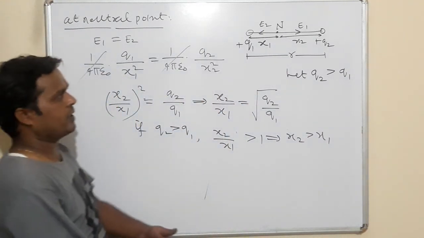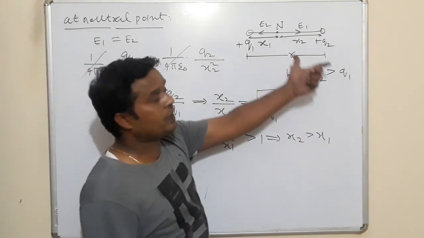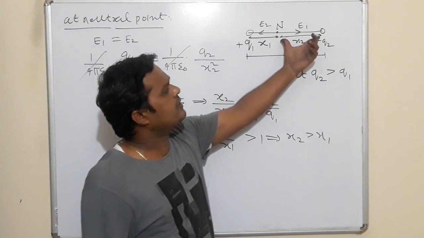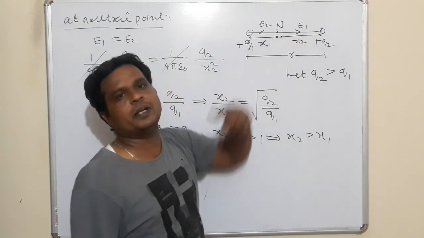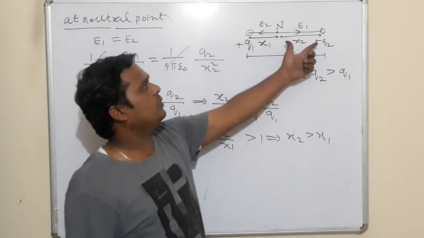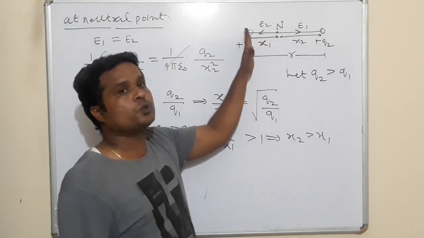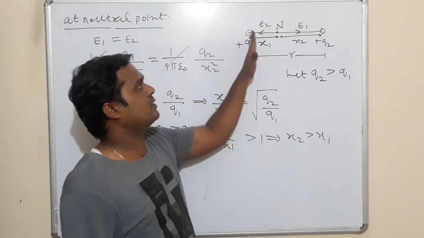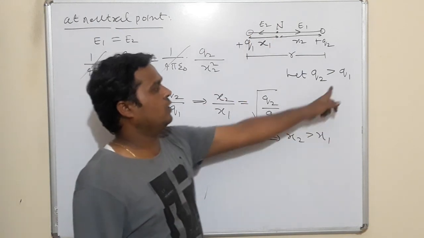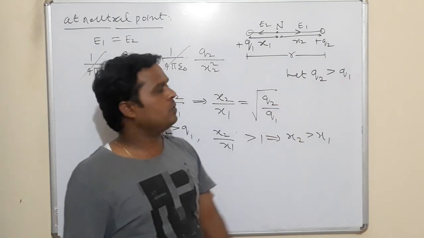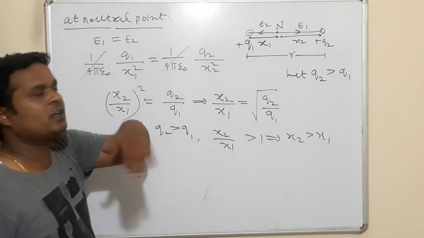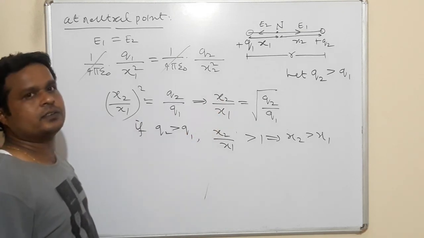See, this is our conclusion. x2 is more than x1. That means this distance is smaller and this distance is larger. What it implies? Neutral point x1 is smaller than x2. That means the neutral point is close to whom? Close to which charge? It is close to Q1, and Q1 is small in magnitude. That means this same theory you can apply for unlike charges also.